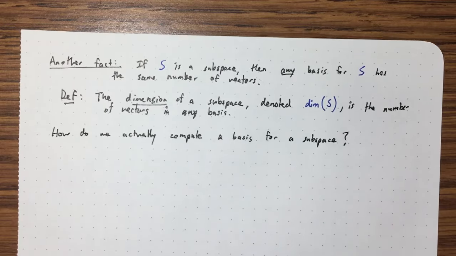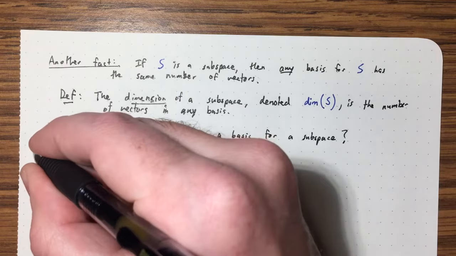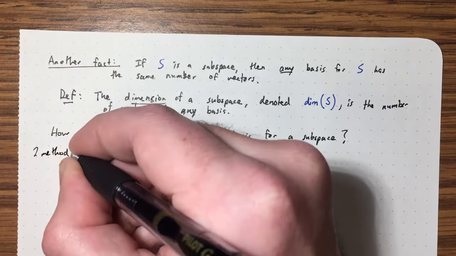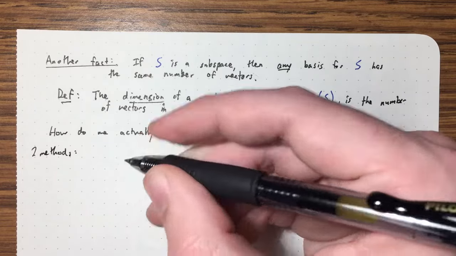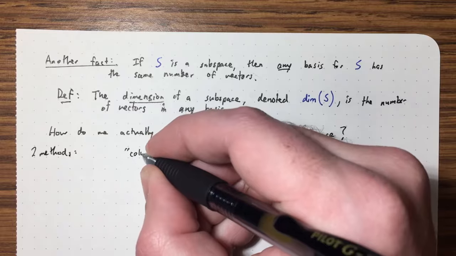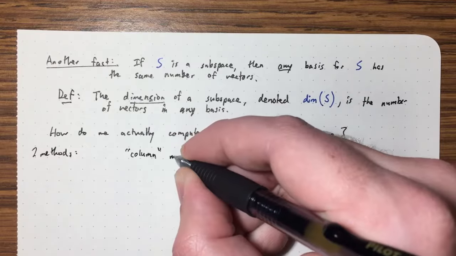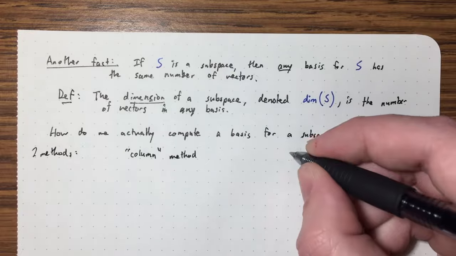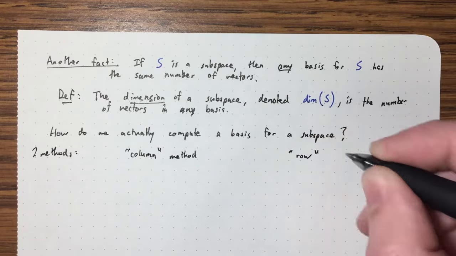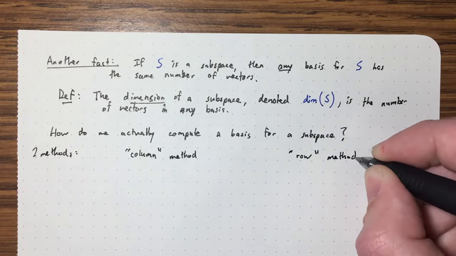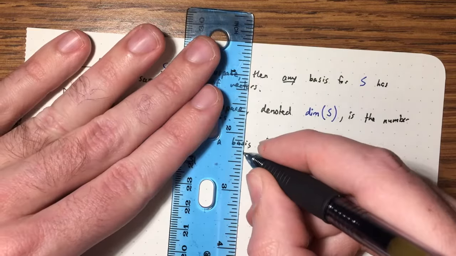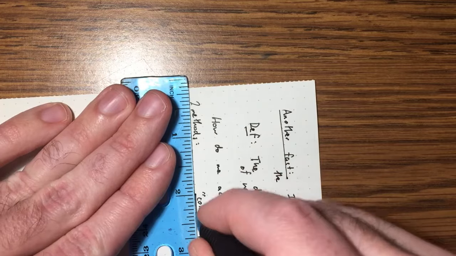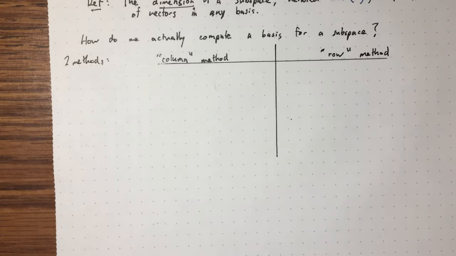I'm going to give you 2 methods for computing a basis. The first method, actually it doesn't really have a name, but I'm going to call it the column method. And then the second method, I'm going to call it the row method. They're both going to deal with matrices in echelon form, so things we're already familiar with. Let's make this into a little table, actually. So how does this work? We're going to do some examples of this, too.